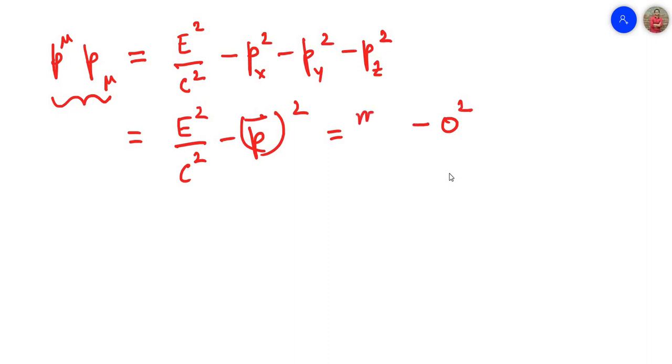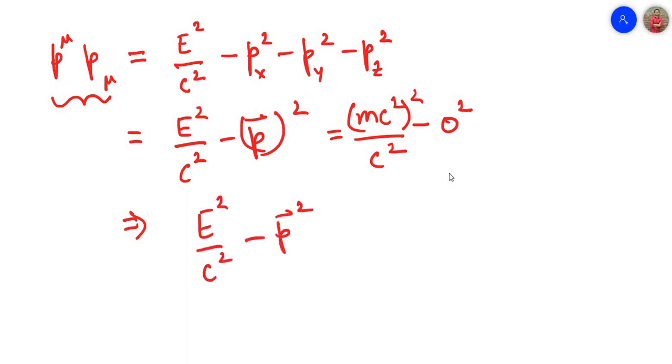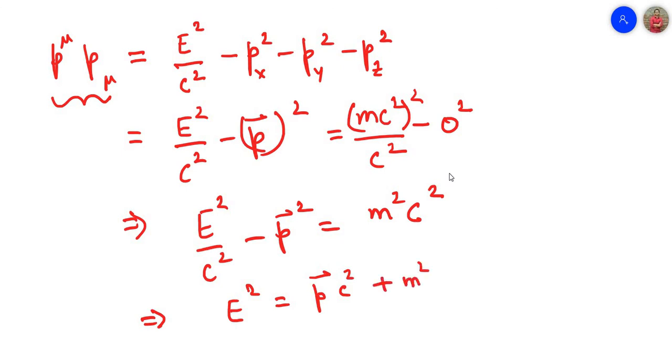and its energy part is mc squared whole squared divided by c squared, because of the invariance of this particular contraction under Lorentz transformation. So from this, we can say that E squared divided by c squared minus p squared is equal to m squared c squared, from which we get a familiar relation: E squared is equal to p squared c squared plus m squared c to the power 4.